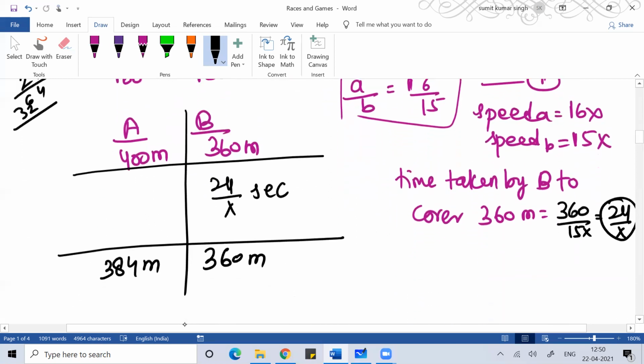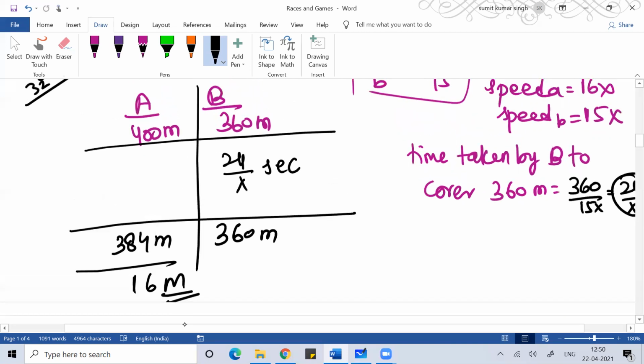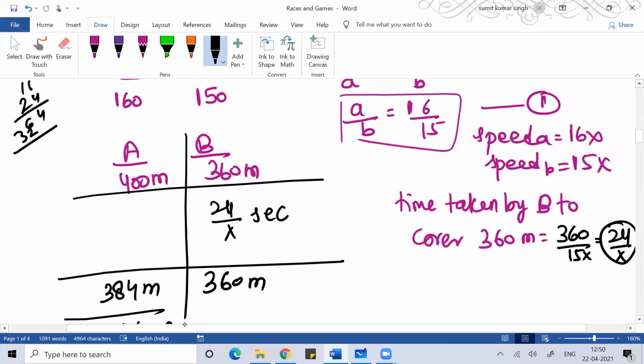B will win the race by what distance? How much distance does A have to cover more? So A has to cover 16 meters more. So B will win the race by 16 meters. I hope you understood this. So you can see the ratio of the speed of A and B is 16 is to 15.